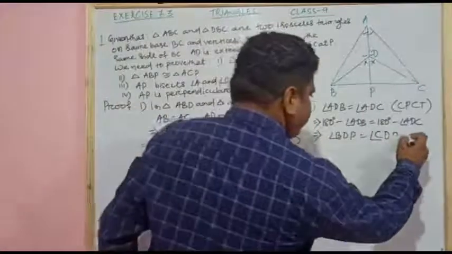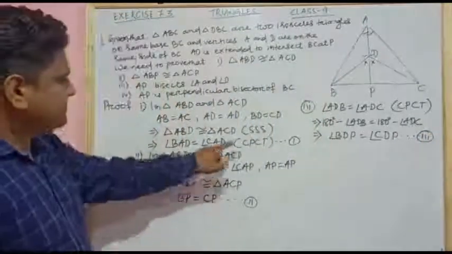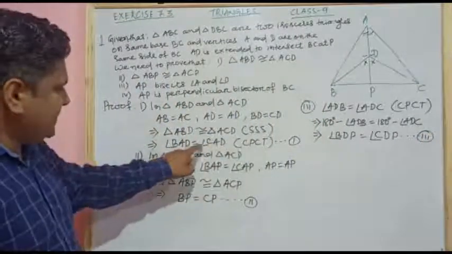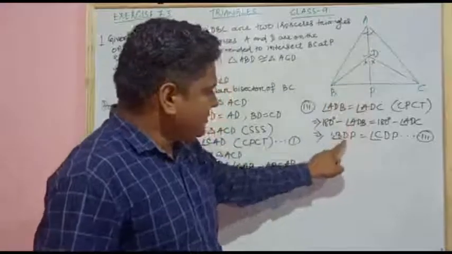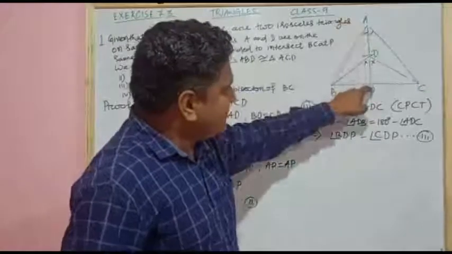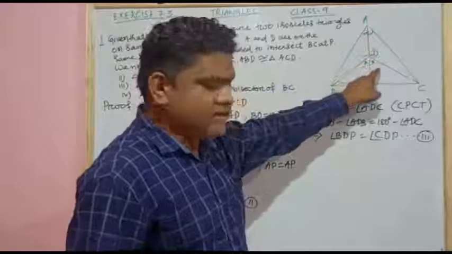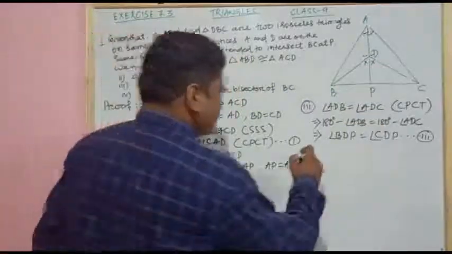Let it be third bit. See the first bit. BAD and CAD are equal. These two are equal. And now we got BDP and CDP. These two are equal. So AP bisects angle A as well as angle D. It is proved now. So we can write AP bisects.